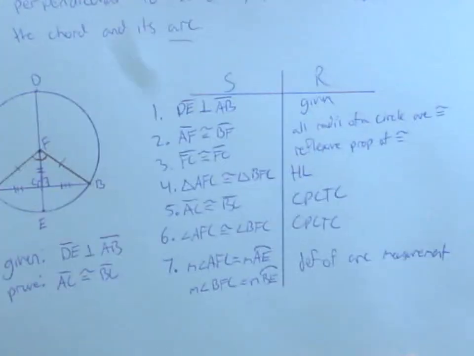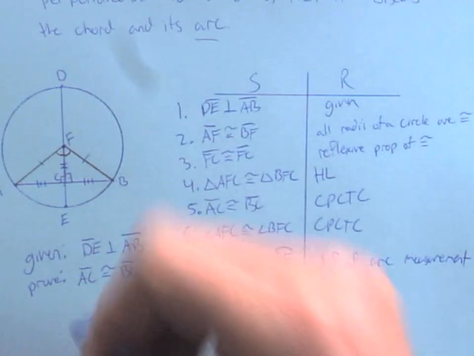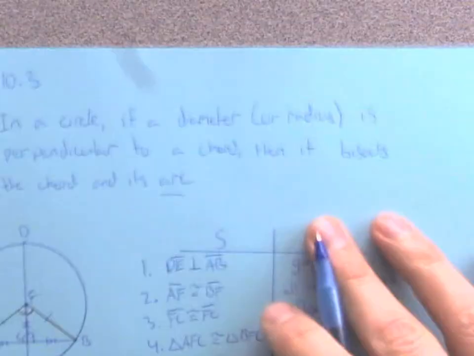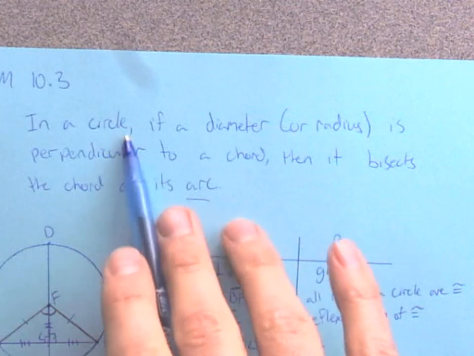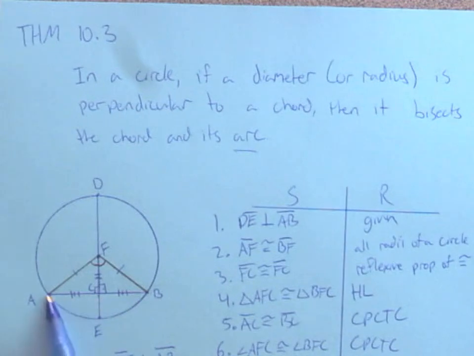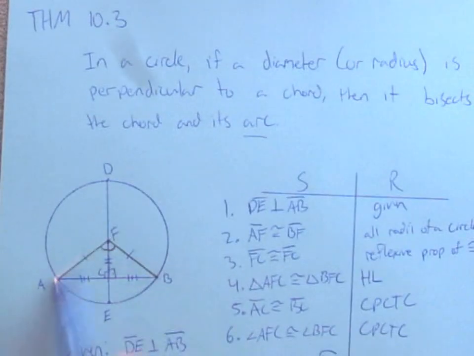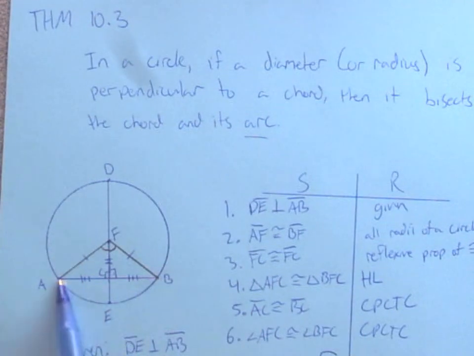Okay, I think I'm getting a little bit ahead of myself, so let's back up here and add what we're trying to prove, because I forgot to do that. One of the things that this says is that if the diameter is perpendicular to the chord, it bisects the chord and the arc. We already showed in step 5 that this bisects AB because AC and BC are equal to each other. Now what we're trying to show is that arc AE is congruent to arc BE.